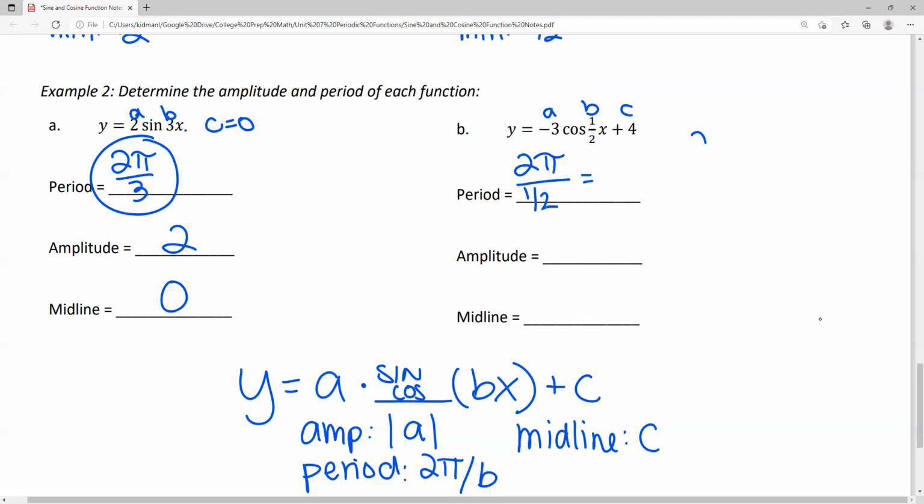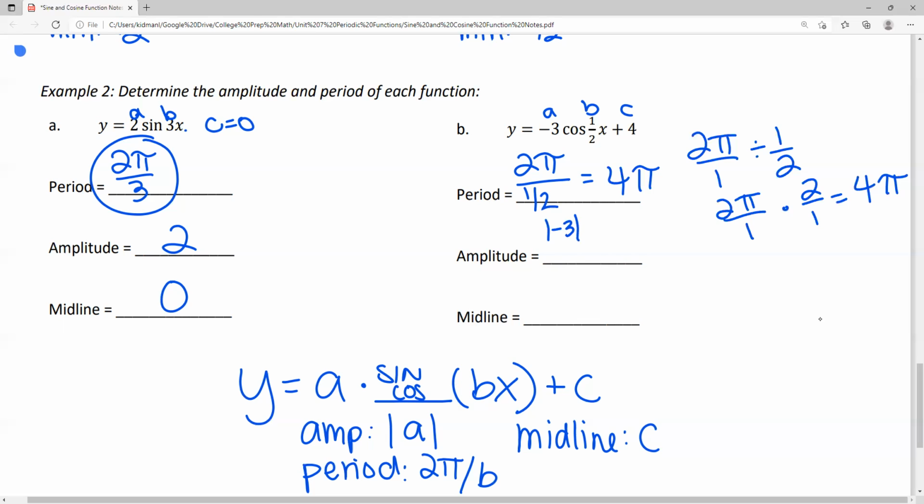But if we do it by hand, this would be 2 pi over 1 divided by 1/2. We copy dot flip, so you get your 2 pi over 1 times 2 over 1, which ends up equaling 4 pi. So what that actually means is that we see half of our pattern between 0 and 2 pi instead of the whole pattern there. Our amplitude is going to be the absolute value of our A. So in this case, we want the absolute value of -3, which is just 3. And then lastly, our midline is going to be this last number here. So we're going to have a +4.